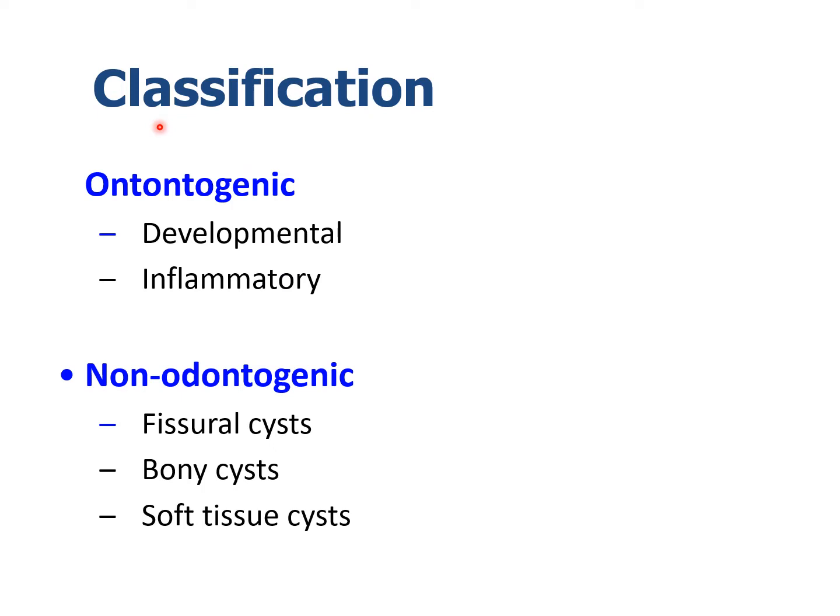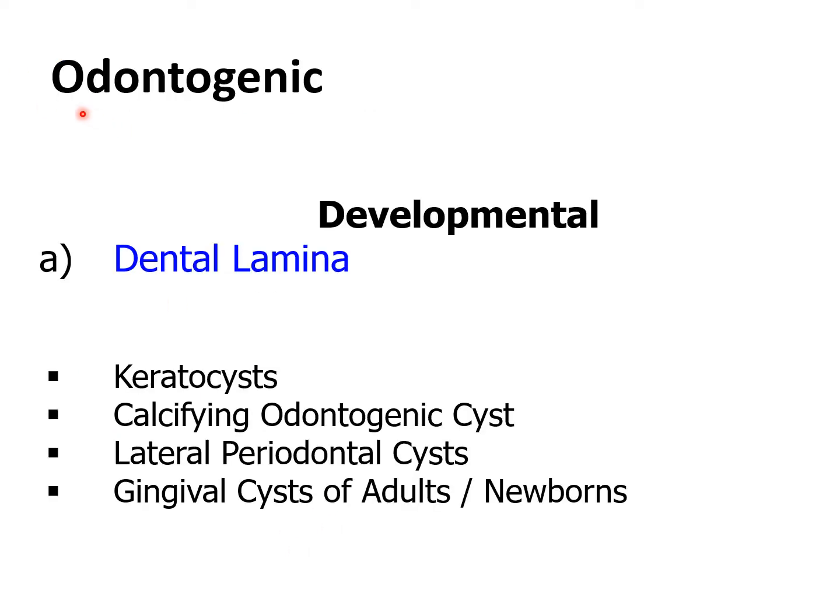Broadly speaking, cysts of the oral and maxillofacial region are classified as odontogenic and non-odontogenic. Odontogenic cysts include developmental as well as inflammatory cysts, whereas the non-odontogenic cysts include fissural cysts, bony cysts, as well as soft tissue cysts. Odontogenic cysts develop from tissues involved in tooth development, and the first variety of developmental odontogenic cysts include cysts developing from remnants of dental lamina, and this type includes odontogenic keratocyst, calcifying odontogenic cysts, lateral periodontal cysts, and gingival cysts of adults and newborns.